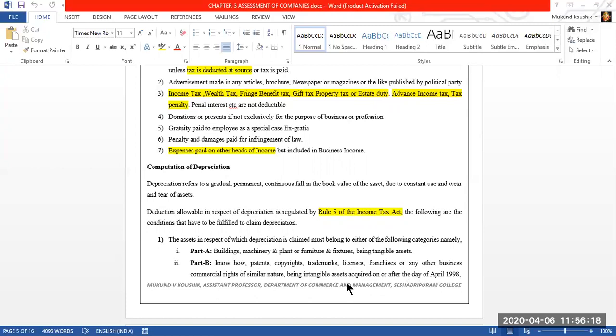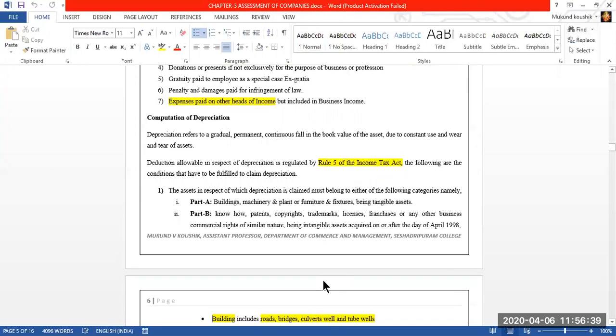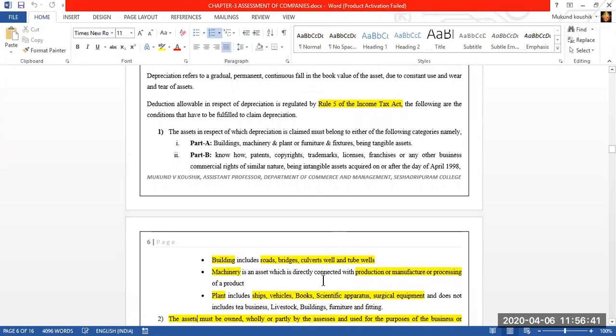Now, the assessee can claim depreciation only with respect to those assets which are included either in Part A or in Part B. If there are any assets held by the assessee which belong neither to Part A nor to Part B, then in respect of those assets the assessee cannot claim any depreciation. Hope you have understood this part clearly.